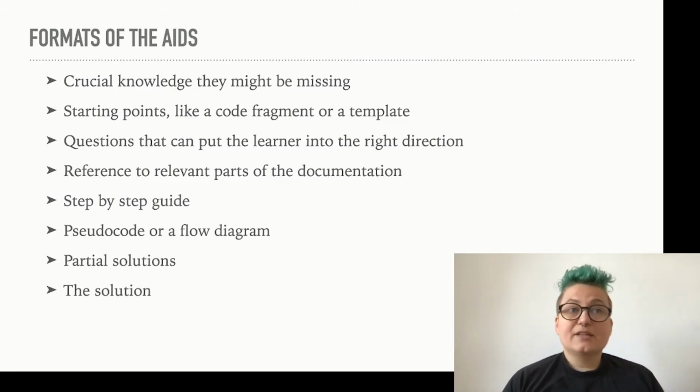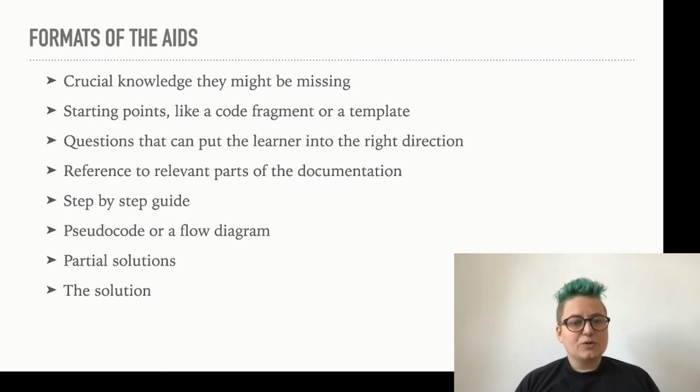For example, you can provide crucial knowledge that your students might be missing. You can provide starting points like a code fragment or a template. You can ask questions that can put the learner into the right direction. You can give them references to relevant parts of the documentation. You can provide a step-by-step guide on how to reach the solution. You can provide pseudocode or a flow diagram. You can provide partial solutions, because sometimes it's only the first step that is questionable and people can continue on their own after having completed the first step.